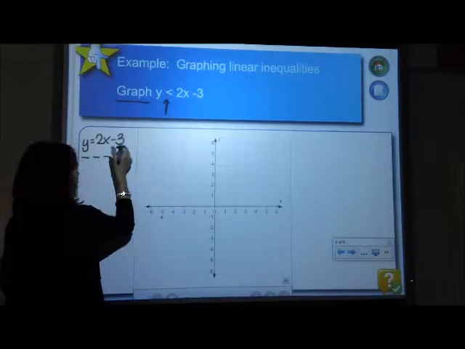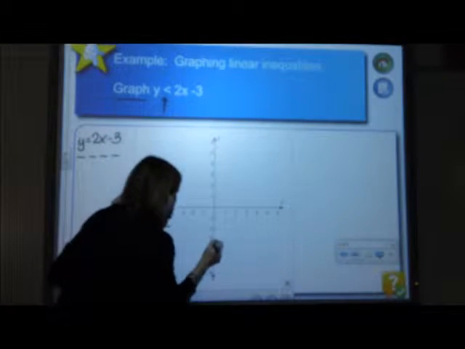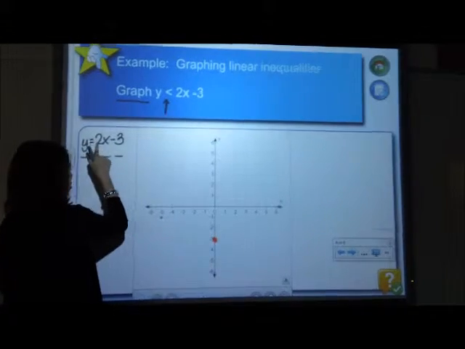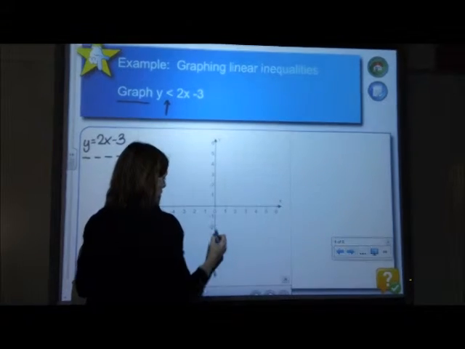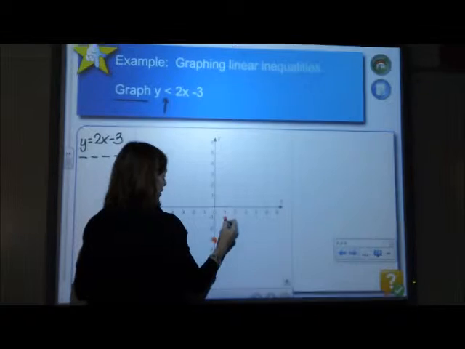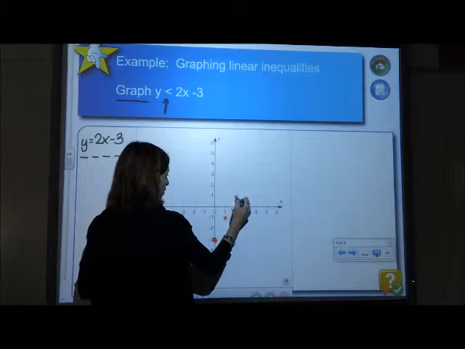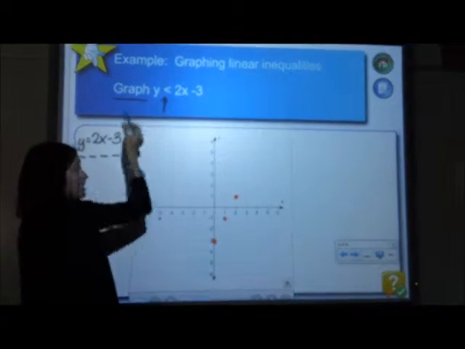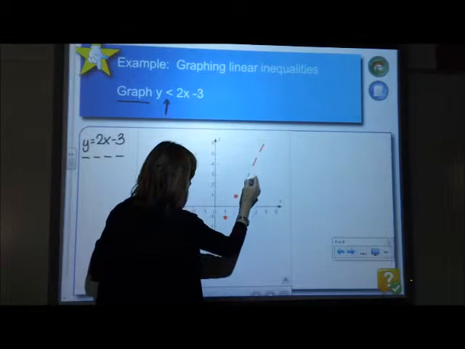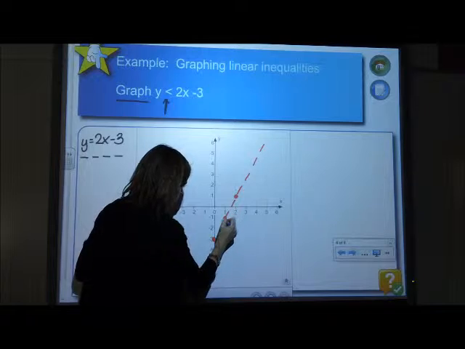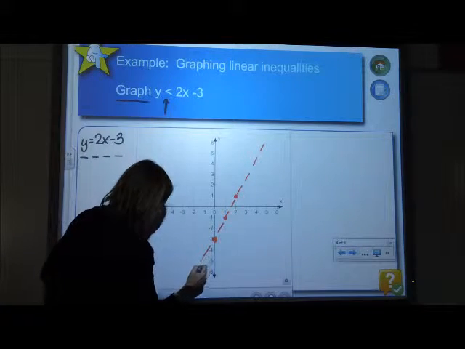All right, so I go to my y-intercept of -3 and I put a point. And then my slope is 2, and the line is rising from left to right. So we're going to go up 2 over 1, and then up 2 and over 1. As I said, since it's less than and not less than or equal to, we're going to make a dotted line through those points. We're going to do our best.